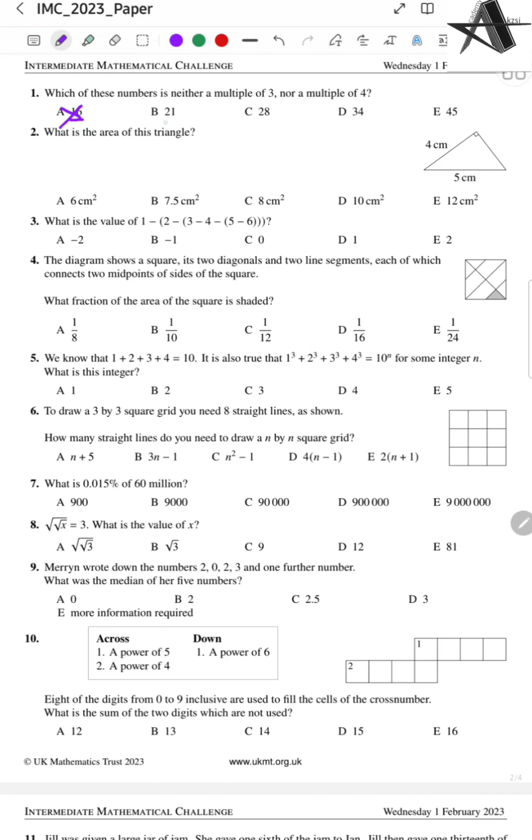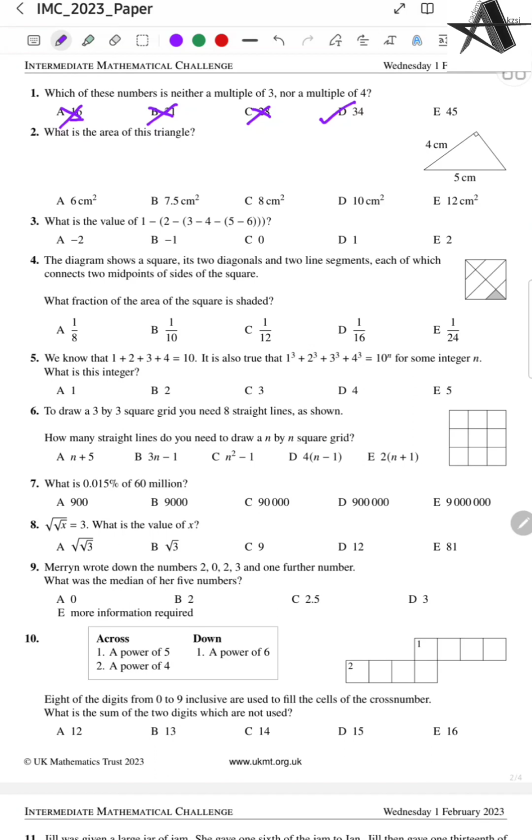21. 2 plus 1 is 3 and 3 is divisible by 3. That means 21 is a multiple of 3, so this is not our answer. 28. Definitely it's a multiple of 4 because 7 times 4 is 28. 34. 34 is not divisible by 4, and 4 plus 3, that is 7, is not divisible by 3. That means clearly this is our answer. Moving on to the next one.